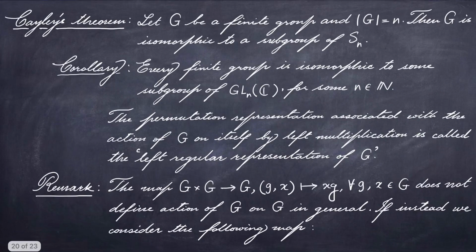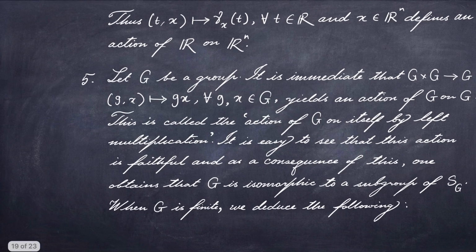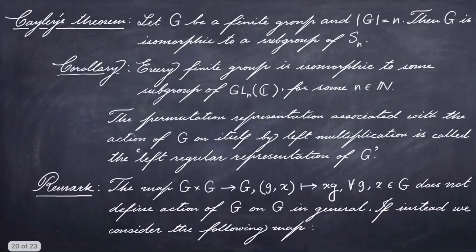Okay, and if you remember, we already obtained that Sn is isomorphic to a subgroup of GLn(C). So if we combine Cayley's theorem with what we have obtained earlier, we obtain the following corollary: every finite group is isomorphic to some subgroup of the general linear group, for some n. And for this action of G on itself by left multiplication, the permutation representation associated to it is called the left regular representation of G.